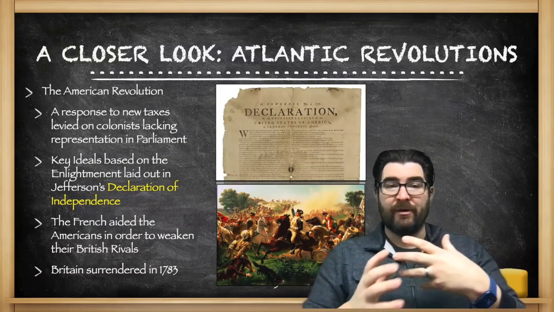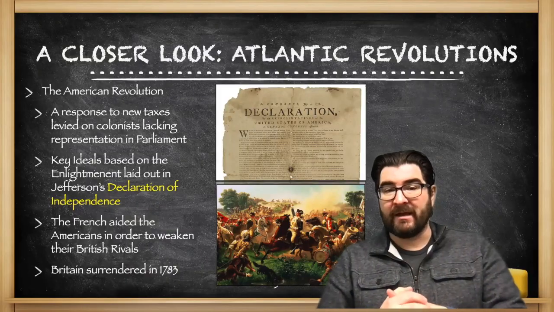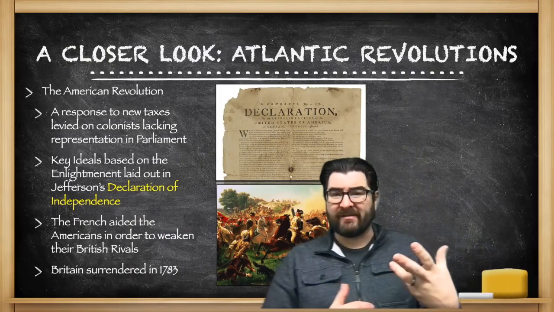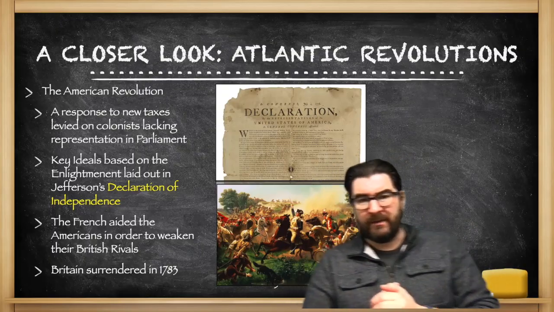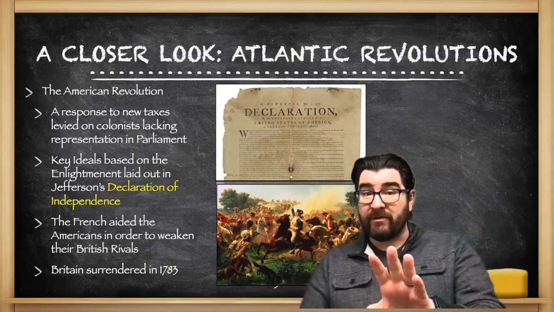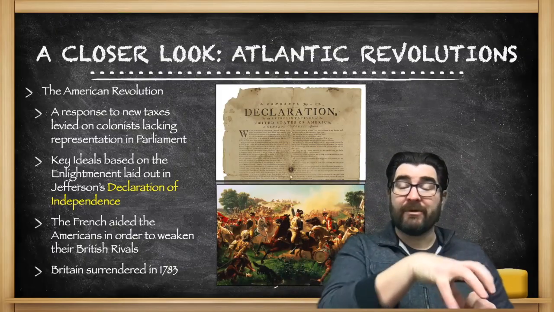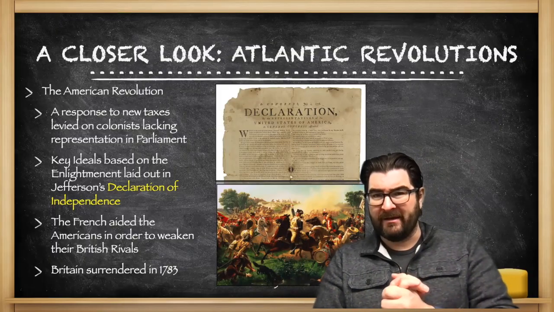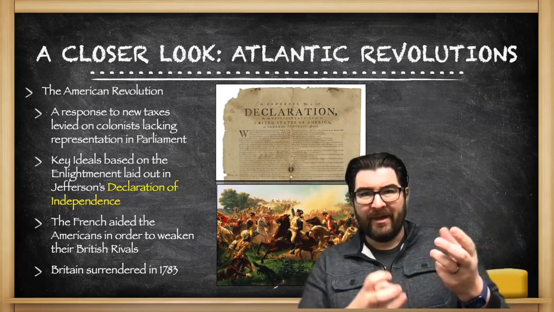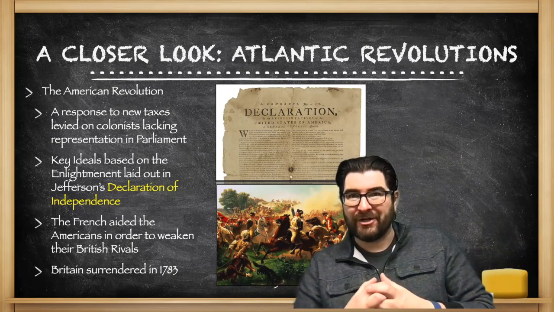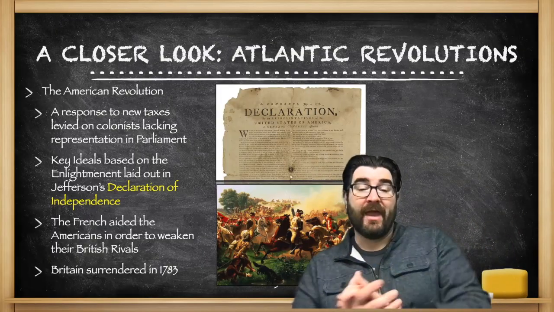This is a revolt of American colonists against the British Kingdom. It's a response to new taxes that were levied on colonists who lacked representation in the British Parliament. The key ideals of the revolution are based on Enlightenment ideas that are laid out in Thomas Jefferson's Declaration of Independence. Remember, life, liberty, and the pursuit of happiness is a direct connection to John Locke's ideas of natural rights of life, liberty, and property.